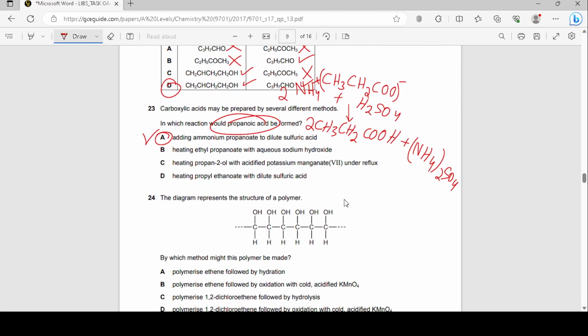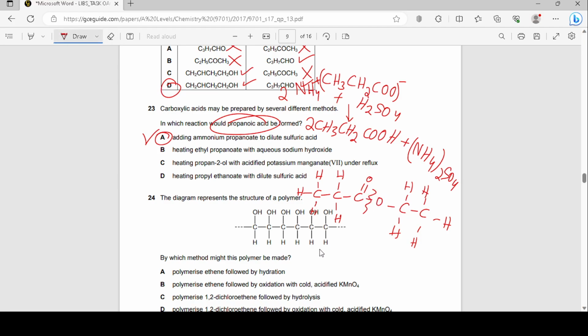Heating ethyl propanoate with aqueous sodium hydroxide. So I have ethyl propanoate. Let me just draw that out. This is the propanoate part. This is obviously an ester, COO, CH2. Okay, so that's the ester. This is the propanoate part, and this is the ethyl part, right? And so if we're heating it with aqueous sodium hydroxide, that means we're doing base hydrolysis.